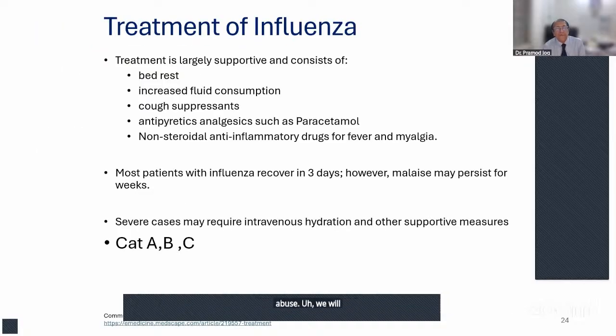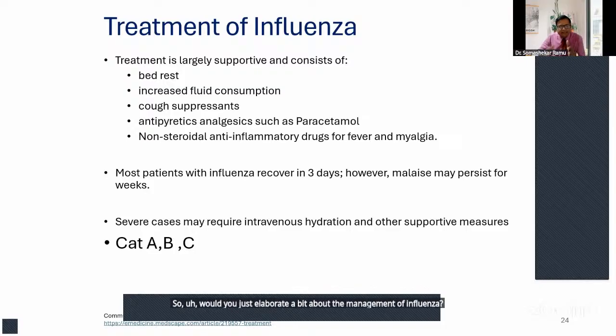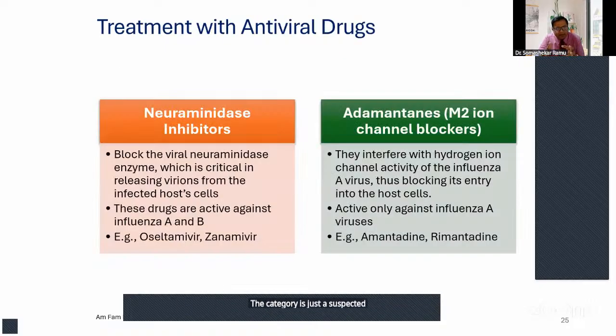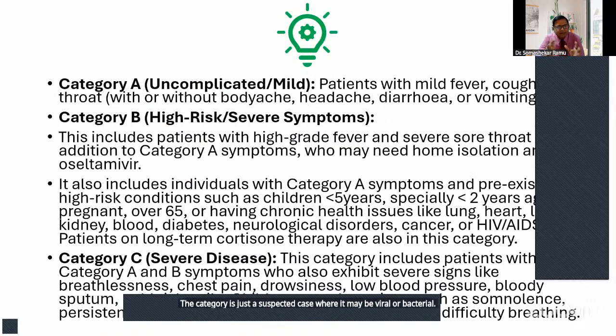We will just come to the treatment of influenza, and Dr. Somashekar, we are all aware that there are some categories of management of influenza. So, would you just elaborate a bit about the management of influenza? See, category A is just a suspected case where it may be viral or bacterial. Just differentiate based on the symptoms. It's usually uncomplicated. Patients will have mild fever, cough, and behave like any other viral illness. Sometimes they have diarrhea or vomiting.